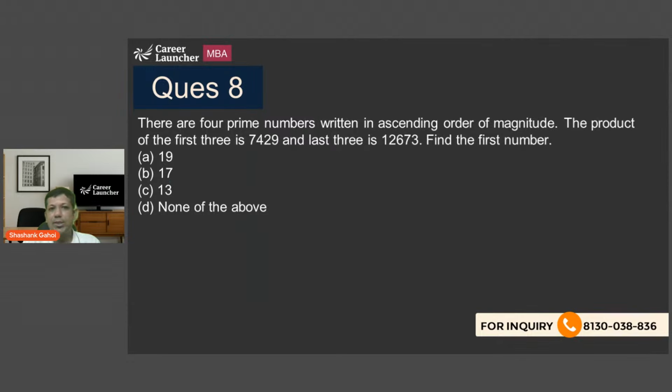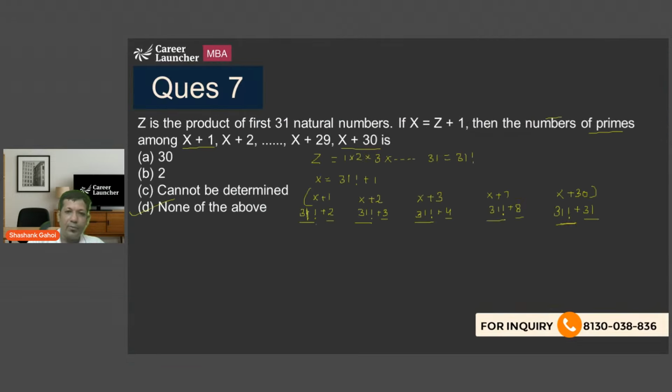Now, this is a question. There are 4 prime numbers written in ascending order of magnitude. The product of the first 3 is this. The product of the last 3 is this. Now, what is the product? Find the first number.